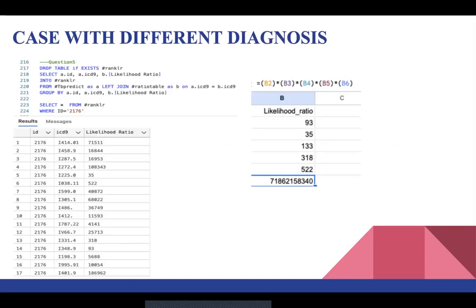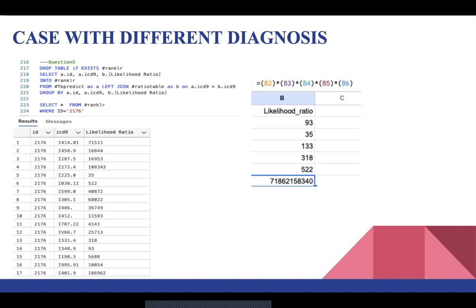On the next slide, we have a case with 5 different diagnoses. I used the ID 2176, and it had about 41 ID repetitions, and with the likelihood ratio calculated, it has a very high prediction for diabetes. In the given example, this case has a high likelihood ratio, which resulted in a high value of probability, and the patient has a high probability of getting a diagnosis of diabetes.